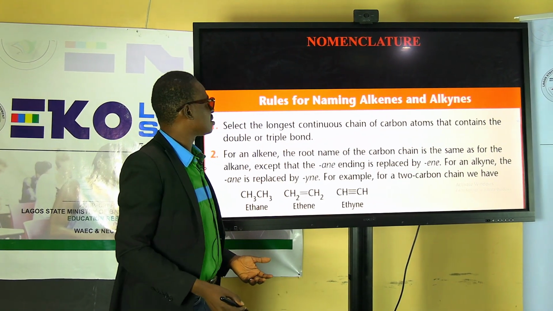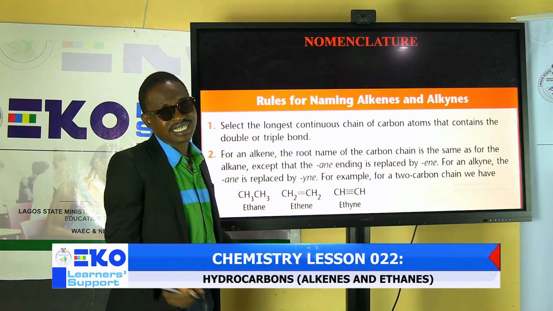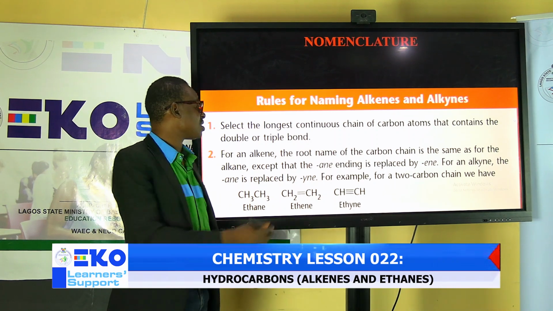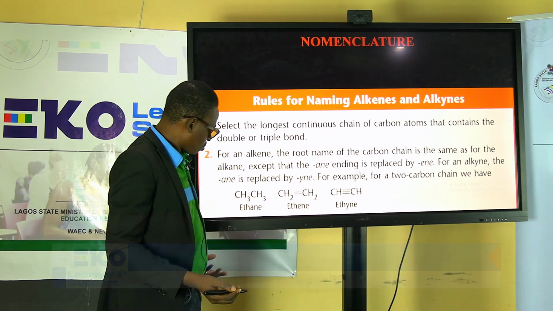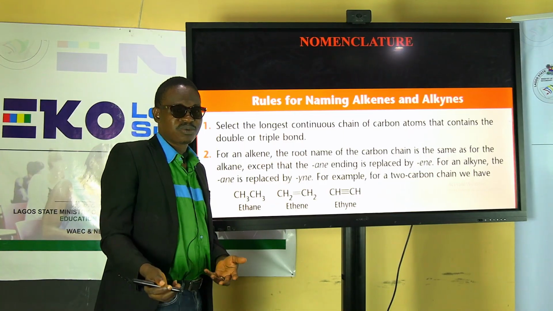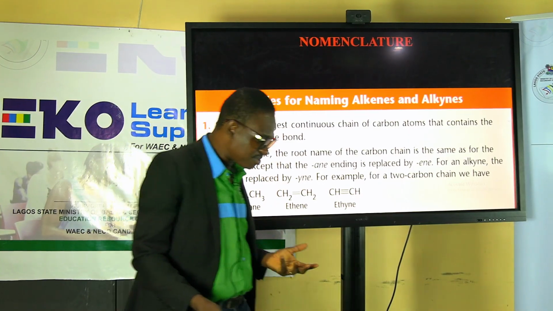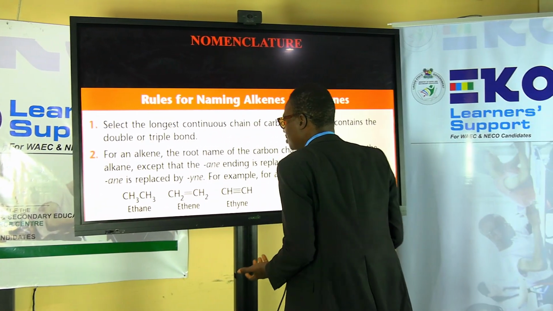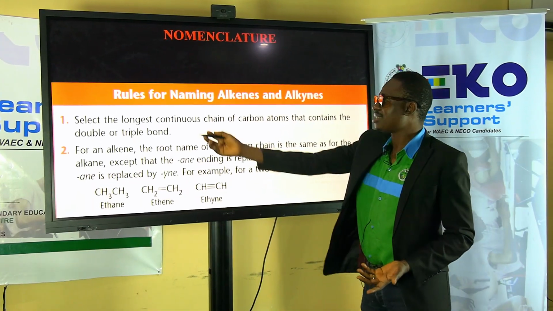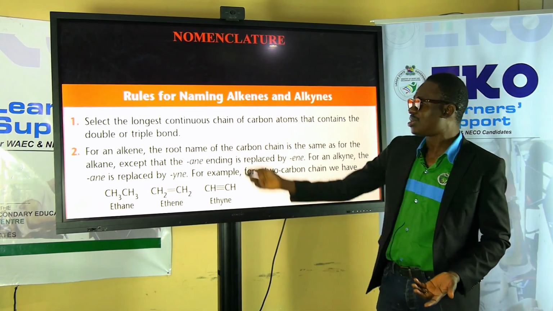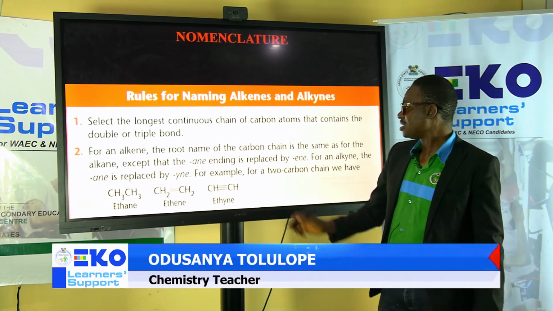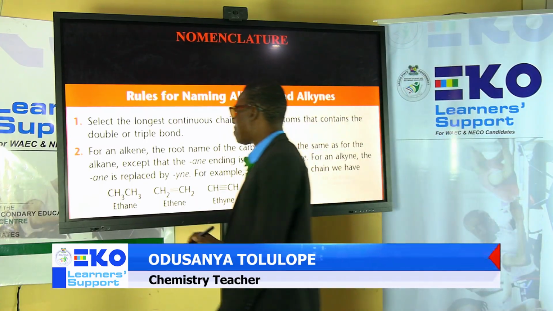Now, naming of what? Rules for naming alkenes and alkynes. They are both unsaturated hydrocarbons. So when you want to name them, you must consider some factors. The first thing you must consider is to select what I call the longest continuous chain.